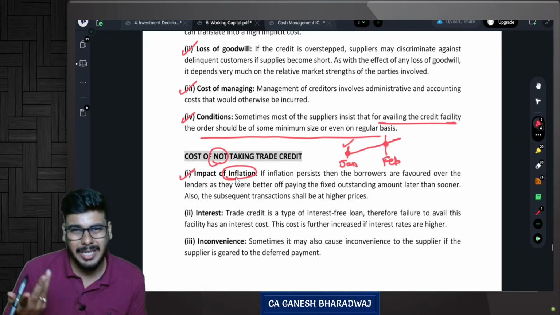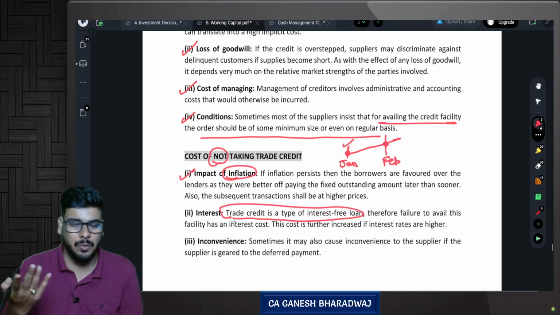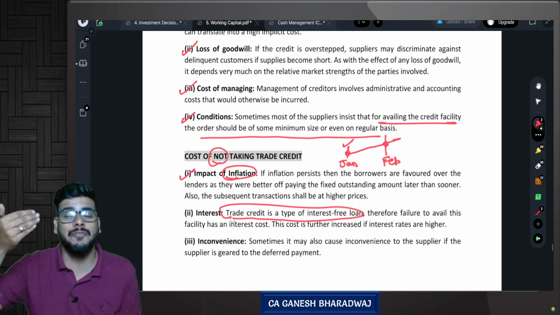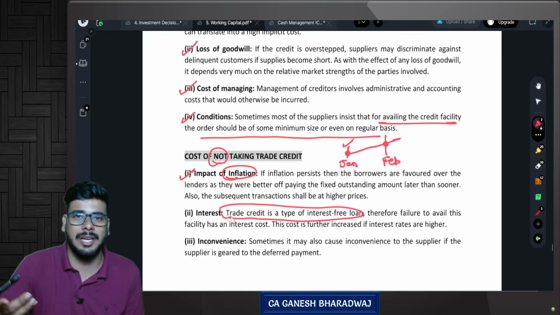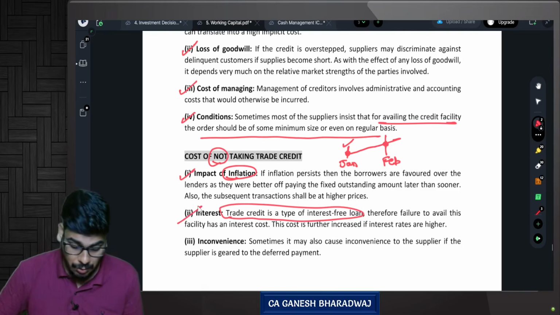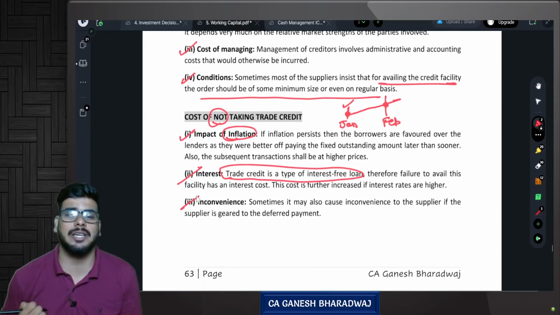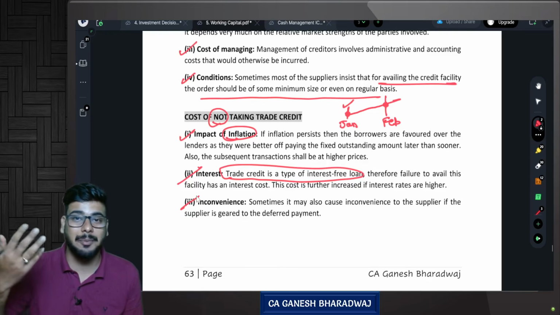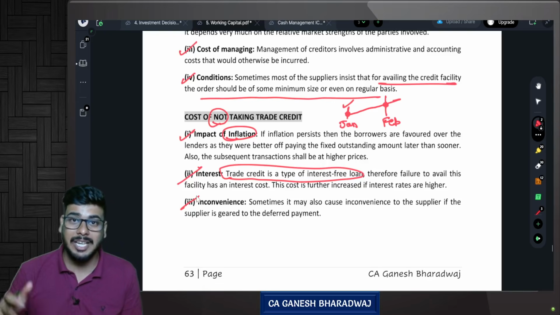Number two, yes, we know that trade credit is typically an interest-free loan. This is what I said. It is technically funded by way of a non-cash item. That is, it is not a monetary way of funding, but through materials they are funding it. So it comes free of interest. That's what they are saying. And number three, inconvenience. Sometimes you might not have cash whenever you want to purchase. So in that case, taking credit from the supplier will help you. So this is also one more advantage of taking credit.